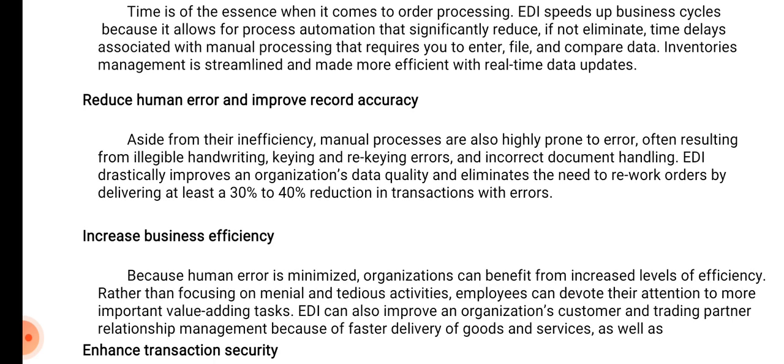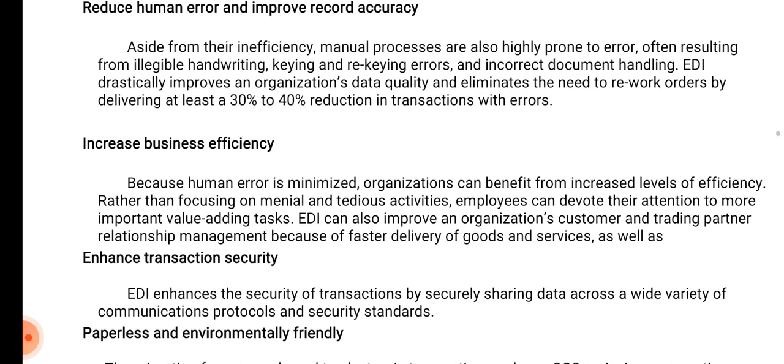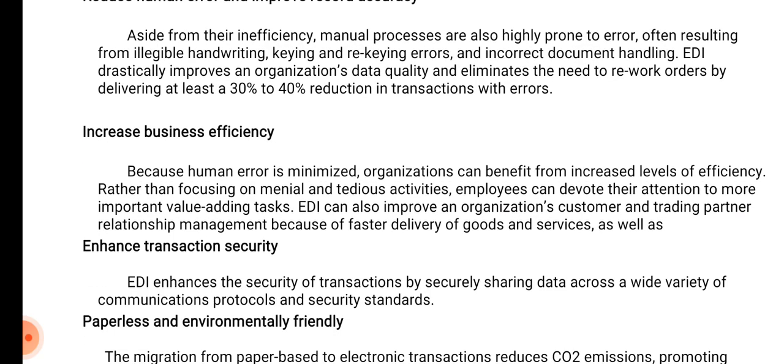Reduce human error and improve record accuracy. Aside from their inefficiency, manual processes are also highly prone to error, often resulting from illegible handwriting, keying and rekeying errors, and incorrect document handling. So EDI improves data quality and eliminates the need to rework orders by delivering at least a 30% to 40% reduction in transactions with errors.